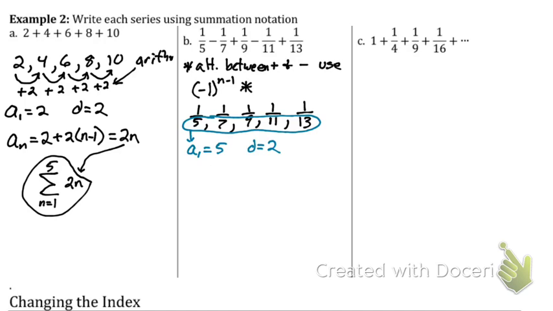So the explicit formula for just the denominator would be a sub n equals my first term plus my common difference times n minus 1, which I could simplify down to 2n plus 3. 2 times negative 1 is negative 2, plus 5 is 3.